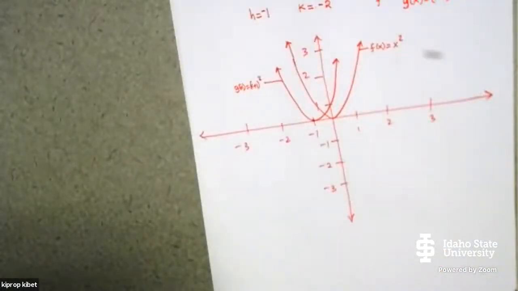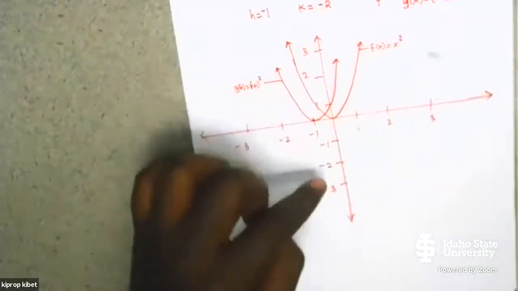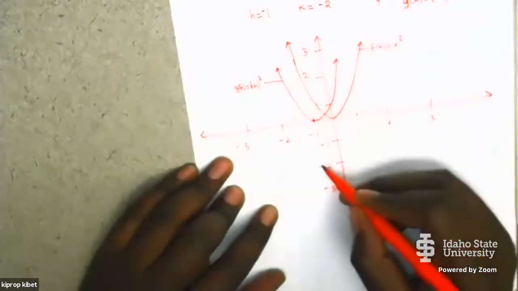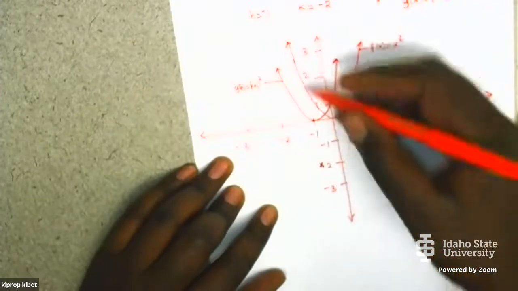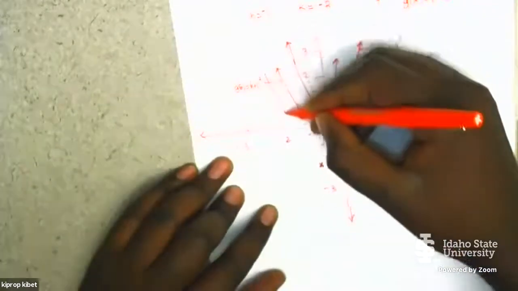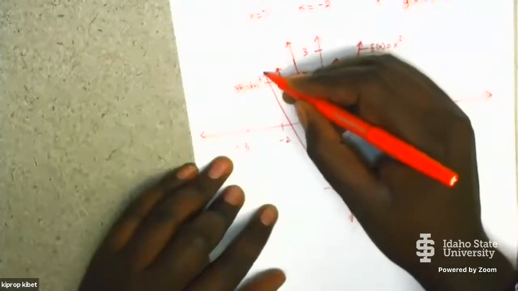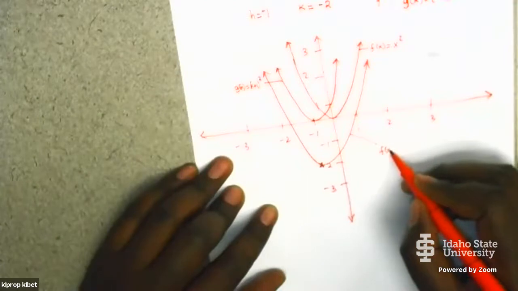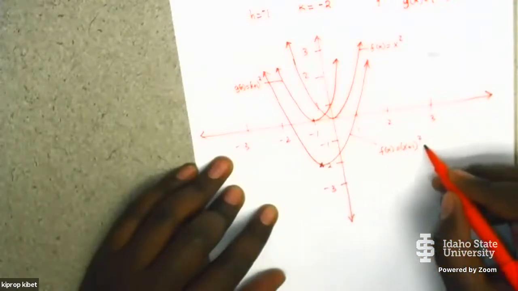Where does it go to? How many units? 2 units. So it goes down 2 units, so 1 and then 2. So our final graph will be here. So this is our final graph, f of x equals x plus 1 square minus 2.